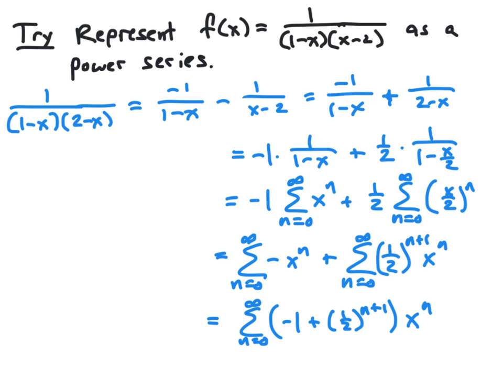We can bring our constants of negative 1 and positive 1/2 into the summation. In the second sum, we're going to combine that with the 1/2 to the n that's already there to result in 1/2 to the n plus 1 multiplied by x to the n. And then we combine our series together. We add our two series here by adding the coefficients. So we end up with the power series representation from n equals 0 to infinity of negative 1 plus 1/2 to the n plus 1 times x to the n.